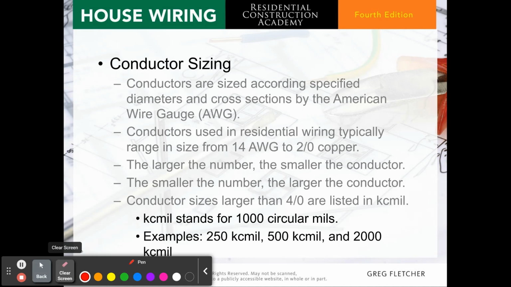Conductor sizing. Conductors are sized according to specified diameters and cross sections by the American Wire Gauge, that's AWG. Conductors used in residential wiring typically range in size from 14 AWG to double-aught copper. The larger the number, the smaller the conductor. The smaller the number, the larger the conductor. So if we go by the example that we have here, where we have a 14, and this would be a double-aught, this number, because it's a higher number, would be a smaller wire gauge. This number, because it's a smaller number, would be a larger wire gauge.